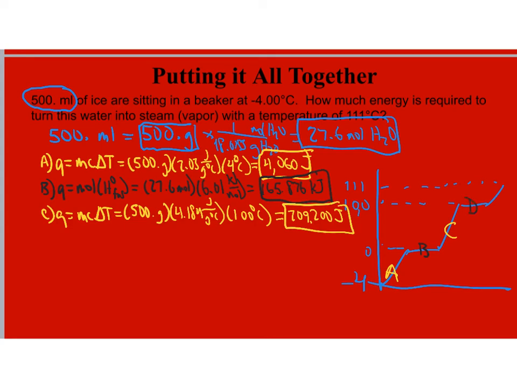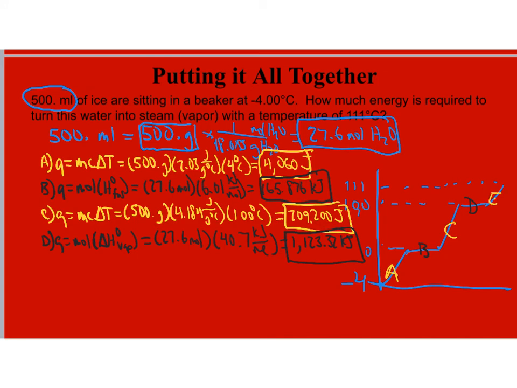Notice that some of these are in joules and some of these are in kilojoules. Let's go to region D. Region D is a phase change region. So we have Q equals the moles times, this time, the heat of vaporization. So the delta H of vaporization, which is 27.6 moles times 40.7 kilojoules per mole, which is going to be a lot. So 40.7 times 27.6 is 1,123.32 kilojoules. Notice the black ones are in kilojoules.